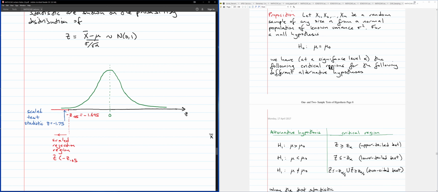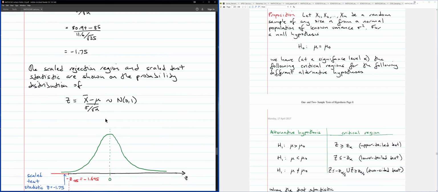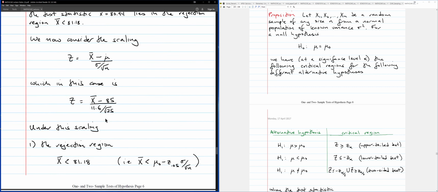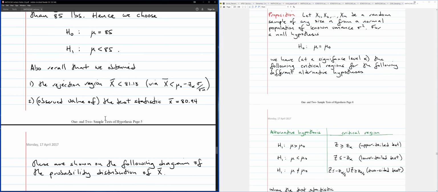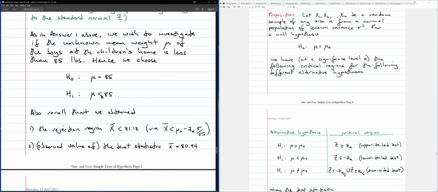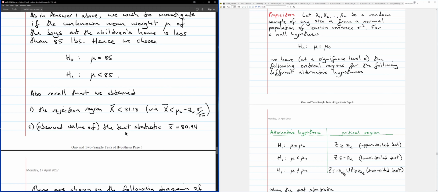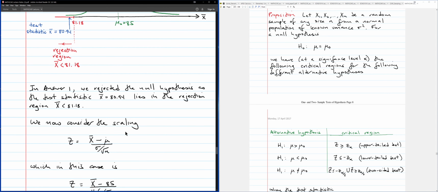Your rejection region would depend on what your alternative hypothesis is, right? In this case, for the problem that we just looked at, remember your alternative hypothesis was an inequality where it was less than. So if you have an alternative hypothesis of this form, mu less than a value mu zero, then your critical region or rejection region would take the form z less than or equal to minus z alpha, right?